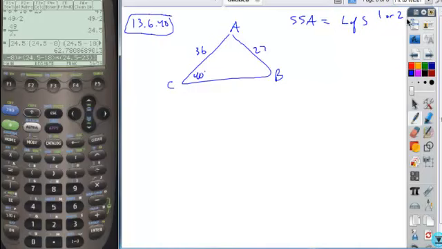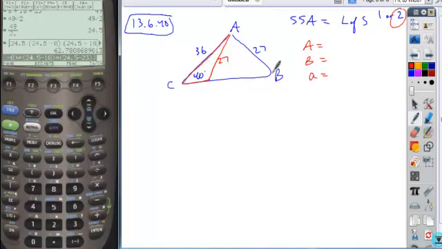And the SSA pattern isn't a congruence pattern, so that means you may have one triangle, you may have two. In order to determine that, you look at the side opposite the given angle. If it's smaller than the other given side, which it is in this case, then it is possible for there to be a second triangle, the one that's now identified in red. So we're going to be looking at two different triangles here. All right, so the first one we can find angle A, angle B, and side A.